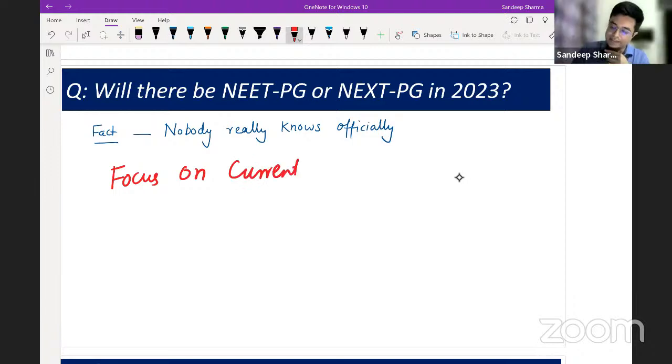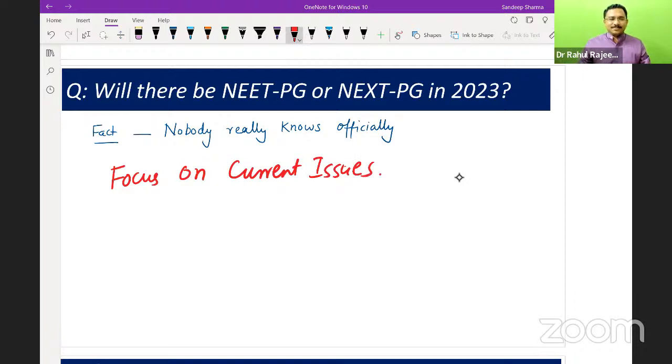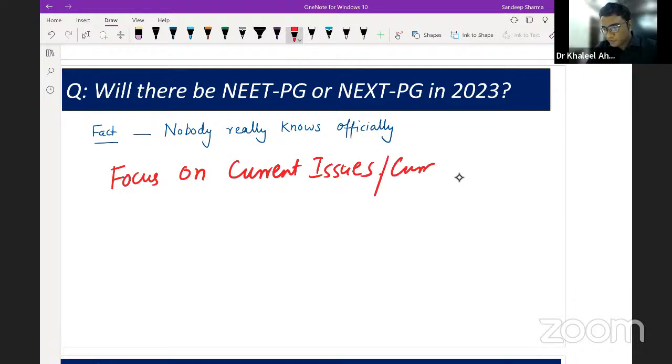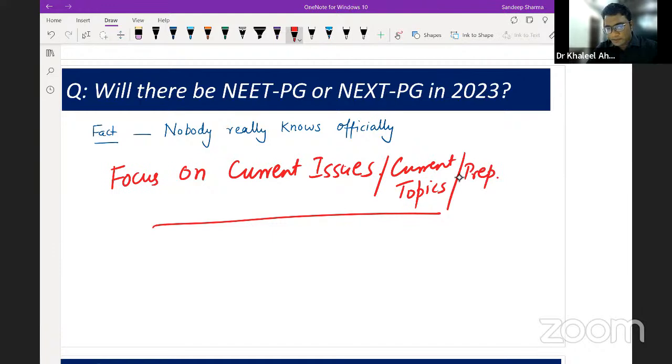Very rightly said, sir. Khaleel sir, would you like to add something? Same thing, sir. Unless there is an official notification, we should not panic about that. Whether it is NEET PG or NExT PG, the concepts remain the same, the subjects remain the same. The application part we can fine tune once the exact notification comes in. So rather than worrying about it, we should start working on our concept building for these subjects and these exams.